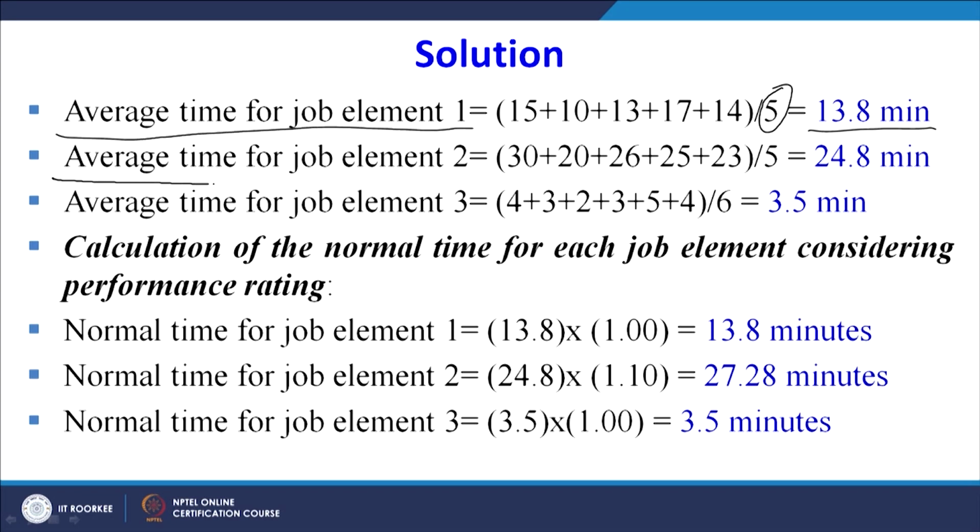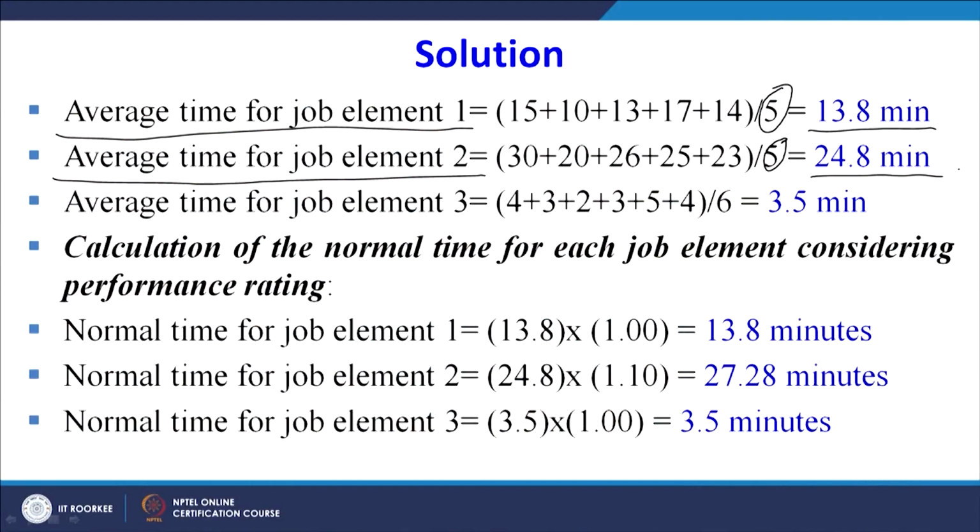Similarly, you calculate the average time for job element 2, and here also we are dividing it by 5 only, because although we have recorded the time for 6 cycles, we have discarded one time estimate. Why? Because it was giving an erroneous or maybe non-recurring type of value, or a random value. So again divided by 5, we get the average time for job element 2.